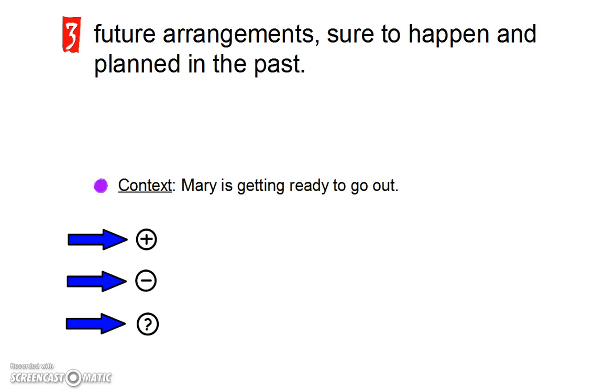Mary is getting ready to go out. Okay. So imagine she's in the bathroom, she's getting dressed and doing her hair or whatever. Clearly she's going to go out tonight. Okay, why? Because she's seeing her boyfriend tonight. So she made an arrangement with her boyfriend to meet, and her boyfriend also knows about the arrangement.